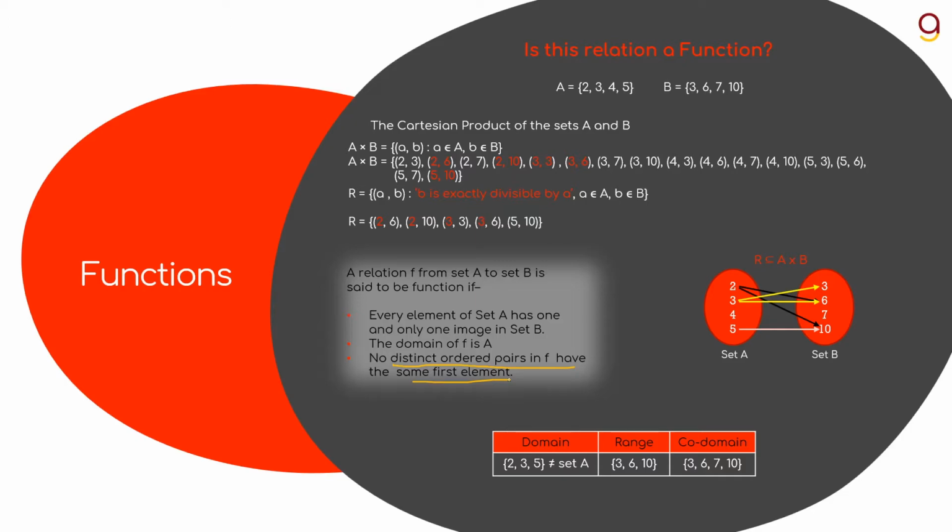But here we have multiple ordered pairs with the same first elements, that is (2, 6) and (2, 10), and also (3, 3) and (3, 6) has 3 as its first element. So, all 3 criteria are not met, so the given relation is not a function.